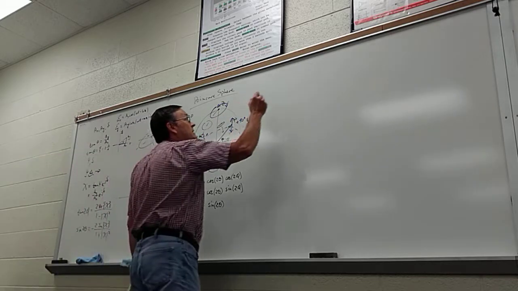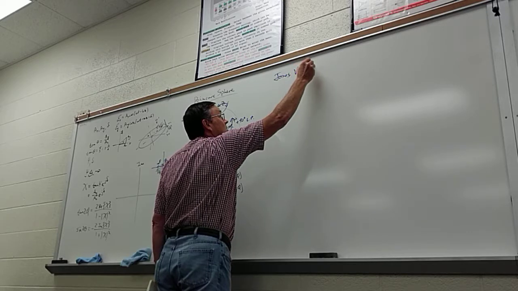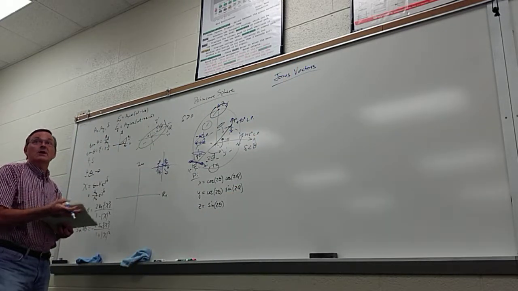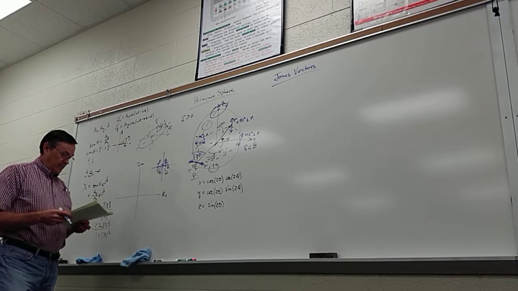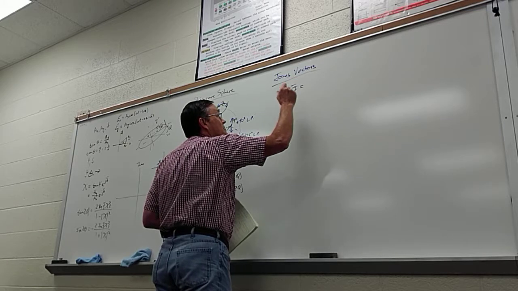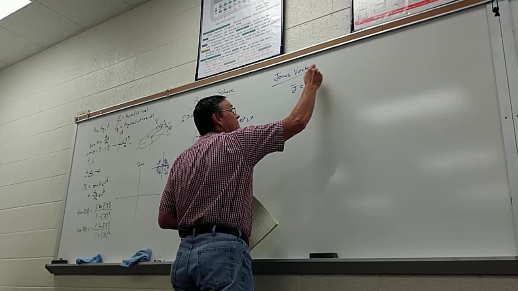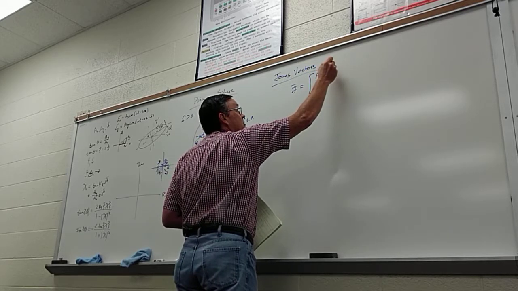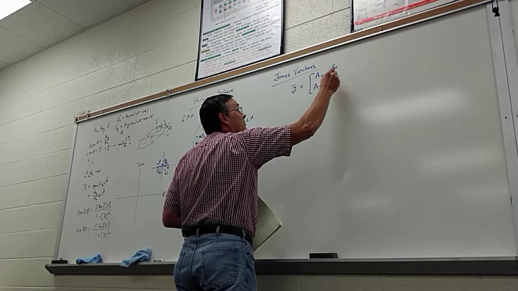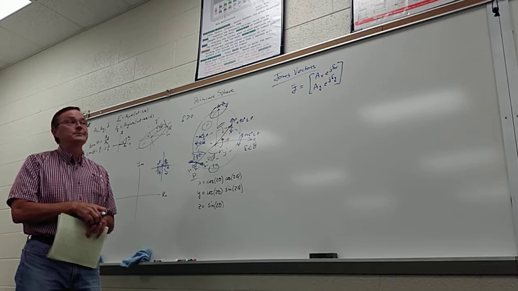What we want to do instead is go to Jones vectors, which are another way of representing polarization state. And we're going to use these a lot. Basically, we're going to define a Jones vector as a two-element vector, ax e to the j delta x, ay e to the j delta y. So that will be our basic definition of a Jones vector.